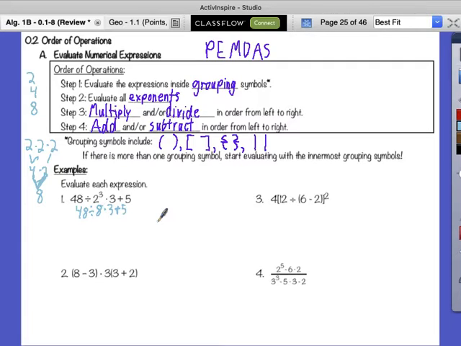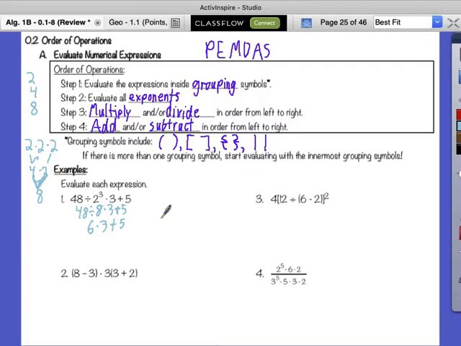So what would come next? Okay, Maddie. 48 divided by 8. Very good. Multiplication and division, left to right, so we see division first. What is 48 divided by 8? 6. Very good. So 6 times 3 plus 5. If you have trouble with 48 divided by 8, you could also ask, how many times does 8 go into 48?